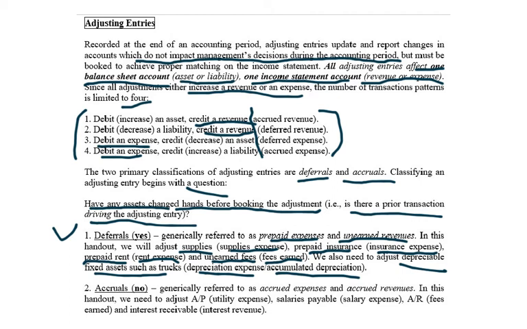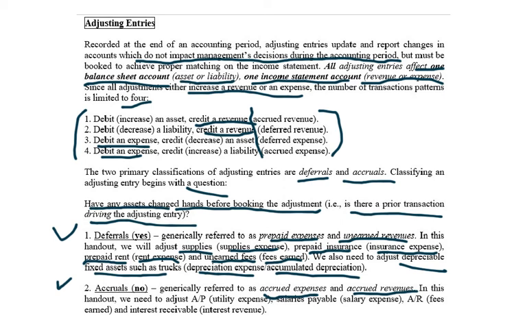All right, so what if you answer no to the question? Then you're talking about an accrual. In other words, no, I can't point to something that's previously been booked and that we're updating. So if you're in that position, now you're dealing with, generically, what we call accrued expenses and accrued revenues. So again, dealing with how the handout's going to address it.